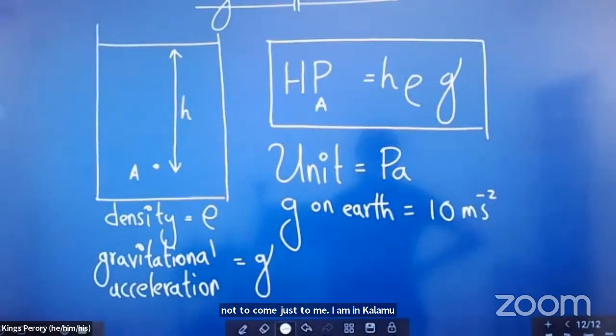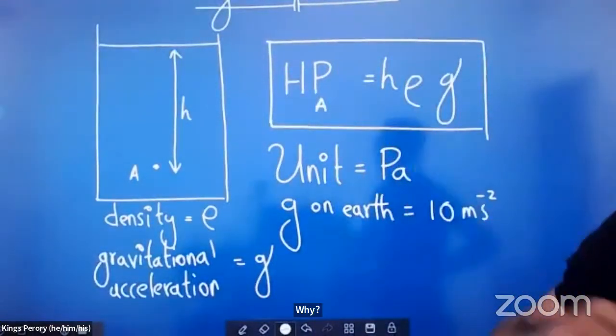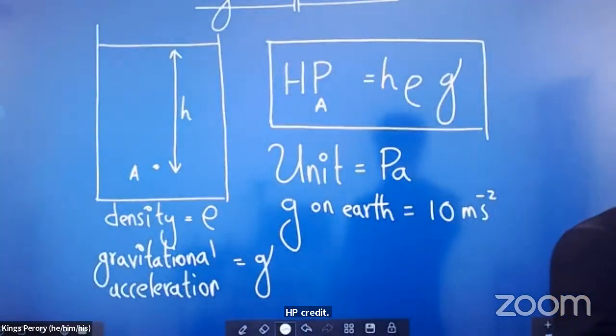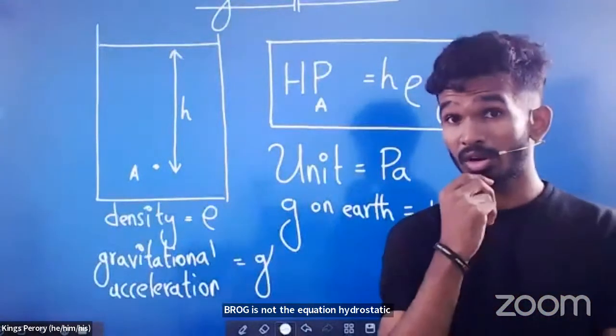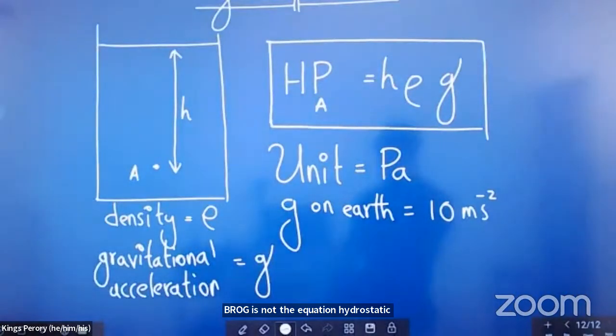So most of the students in my class are using an equation. HP equals V rho g. V rho g is not the equation for hydrostatic pressure. V rho g is the equation for upthrust. h rho g is the correct equation, right?